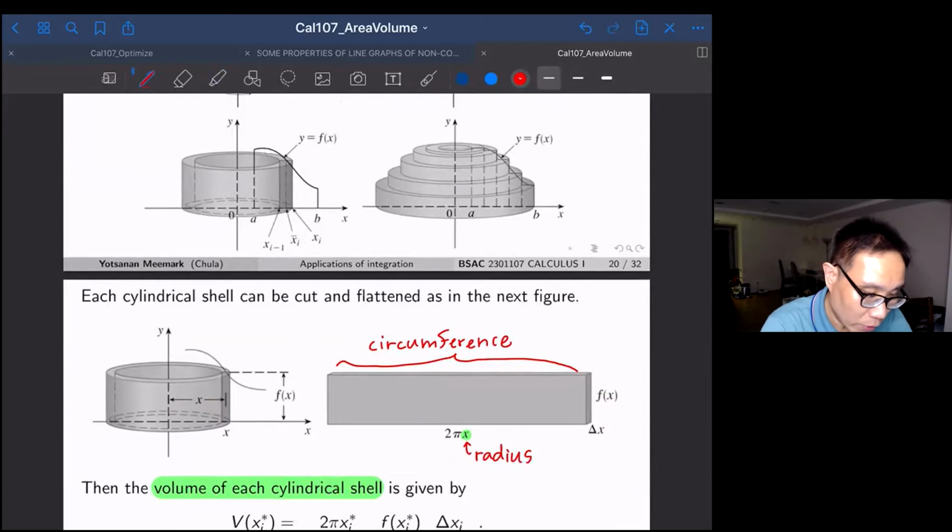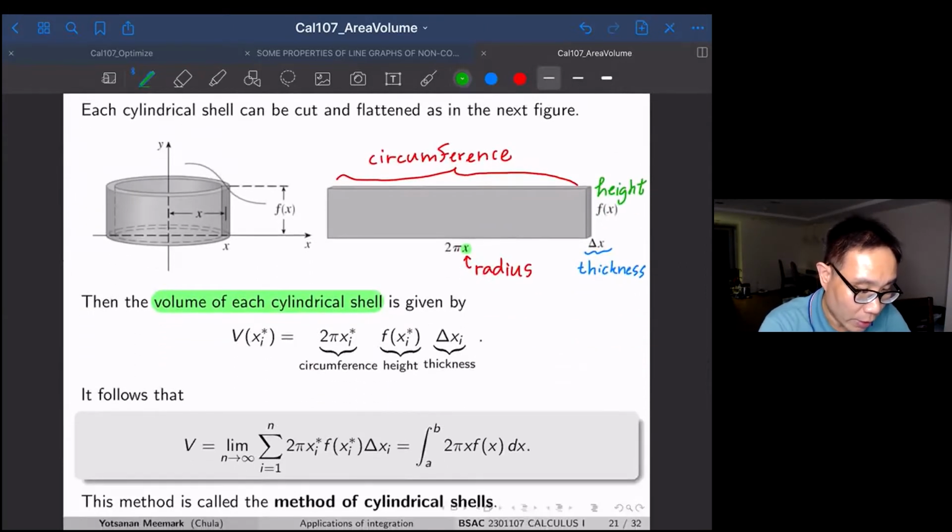You also have the thickness of the shell. So Δx here is just the thickness. And f(x) is going to be the height of your cylindrical shell. In this case, you have the formula. The volume turns out to be the circumference multiplied by the height and multiplied by the thickness. That will give you the volume of the cylindrical shell.